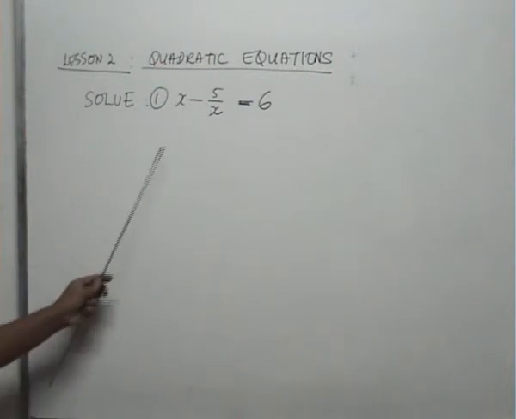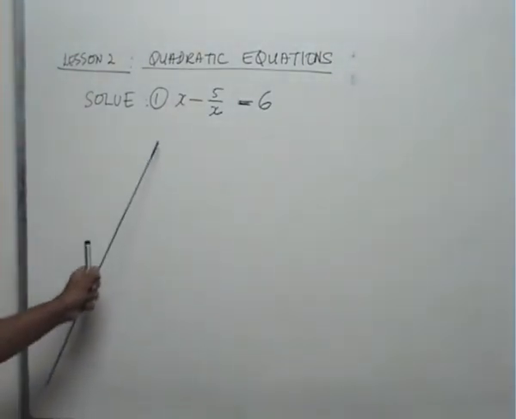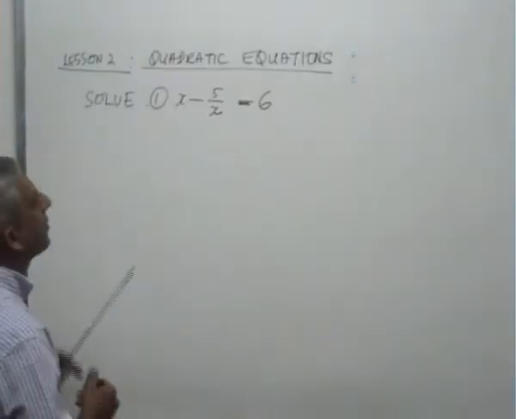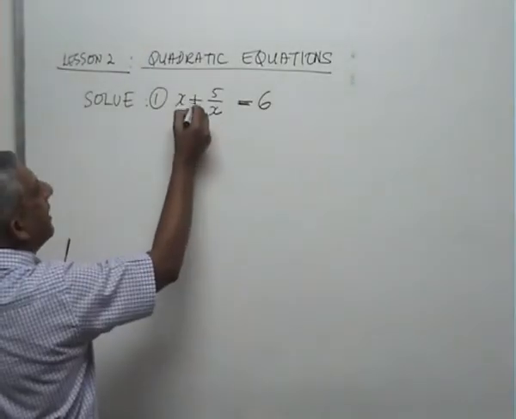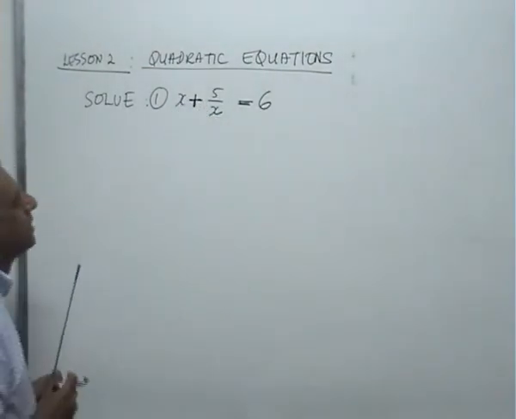If you look at this, it's not a quadratic equation, or rather it looks as if it's not a quadratic equation, but we're going to show you now what to do. Alright, let's just correct this question a little bit. Say it is x plus 5 over x is equal to 6.